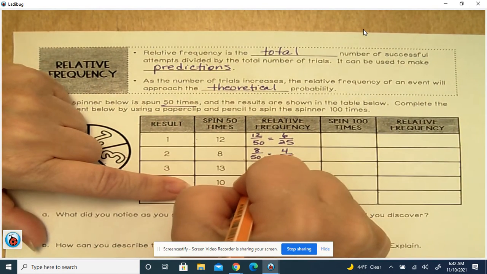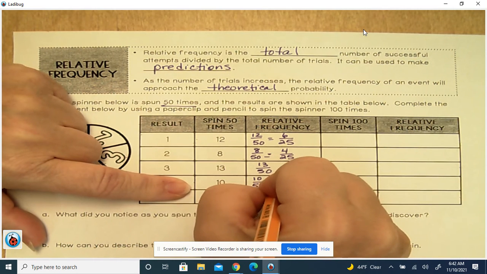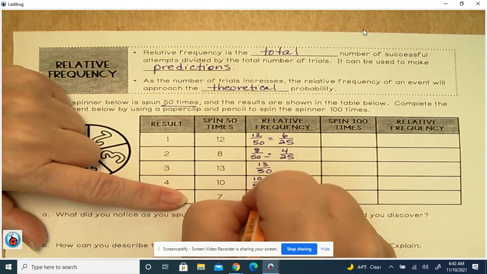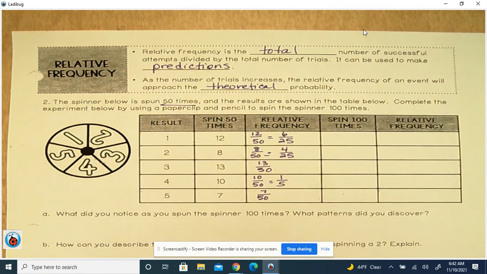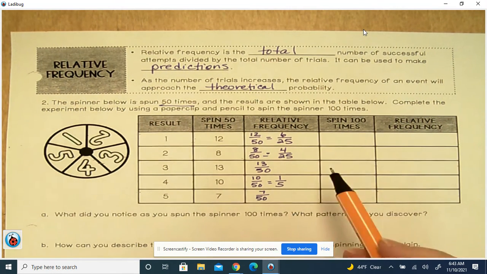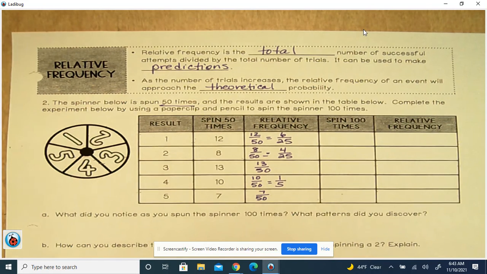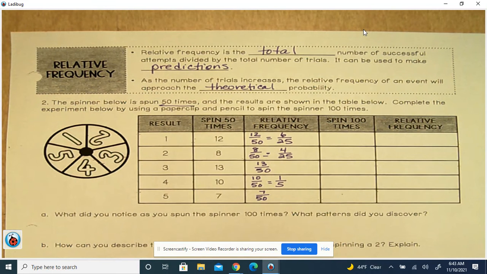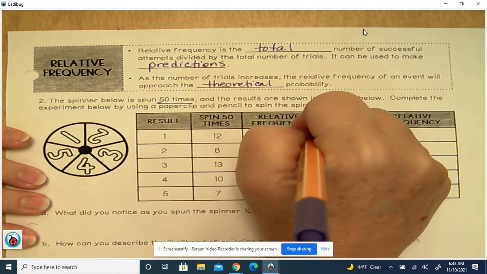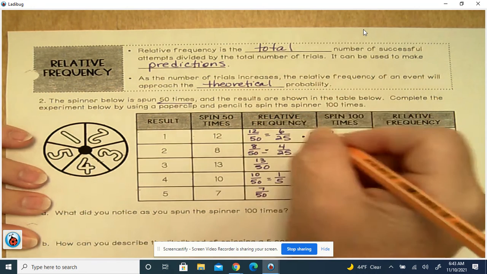10 out of 50, that's going to simplify to 1/5. And then 7 out of 50 doesn't reduce because 7's prime. So we've got that right there, and then if you divide those, that'll give you the frequency of them. Most of them on average are going to be about 24%. So if we did this one, it's 24%. All we're doing is dividing.